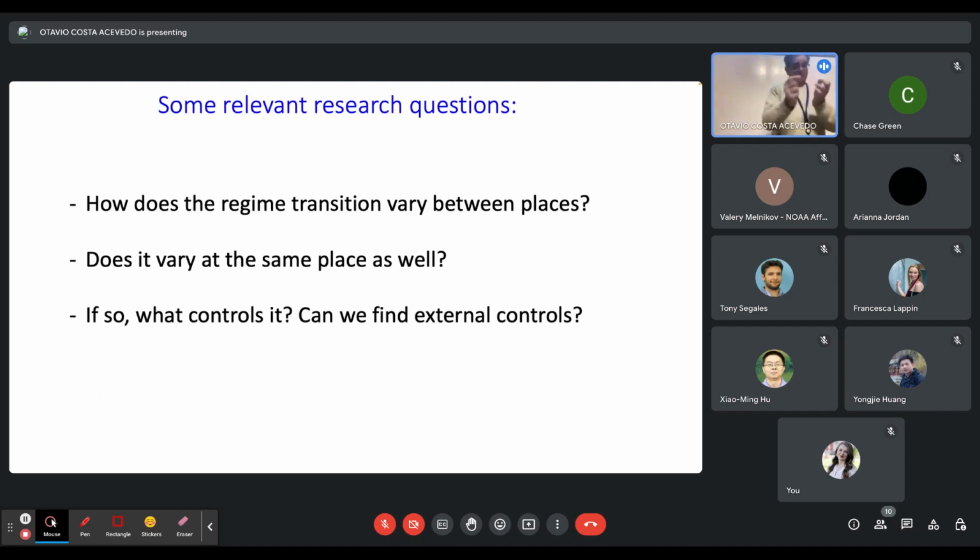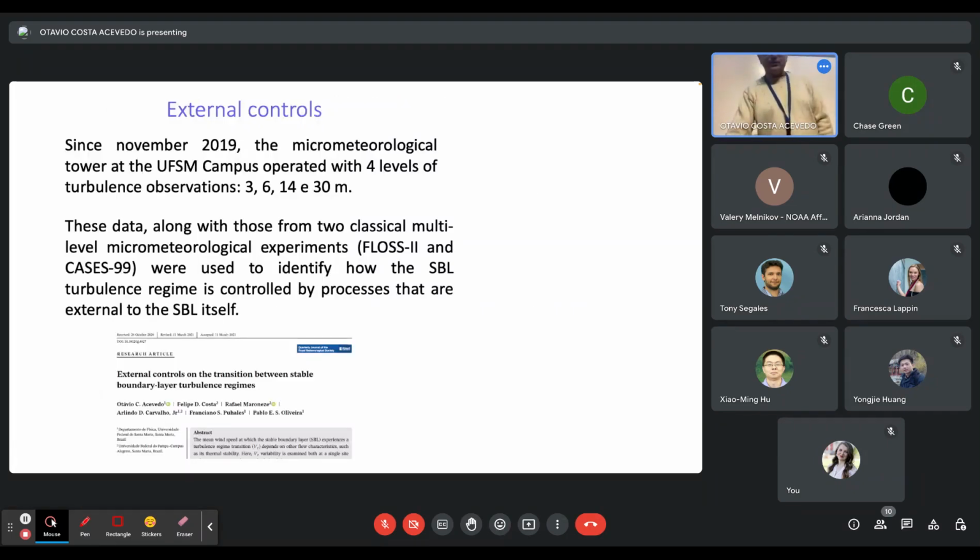So the question is, can we find external controls? What would be the external controls? Large-scale wind speed, cloud cover, surface thermal properties, roughness. This is what I'm calling external controls. They are not variables that are dependent on the boundary layer, not dynamical variables of the boundary layer itself. And this, I'm gonna.